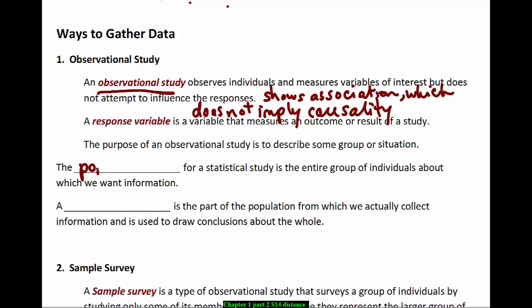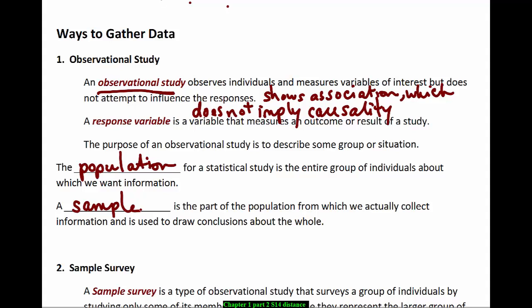The population for a statistical study is the entire group of individuals about which we want information. And the sample is the part of the population from which we actually collect information and is used to draw conclusions about the whole. So we use the information from the sample to say something about the population.